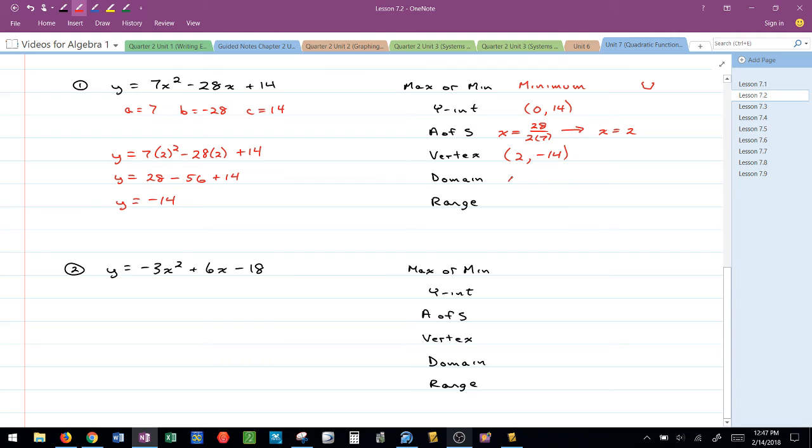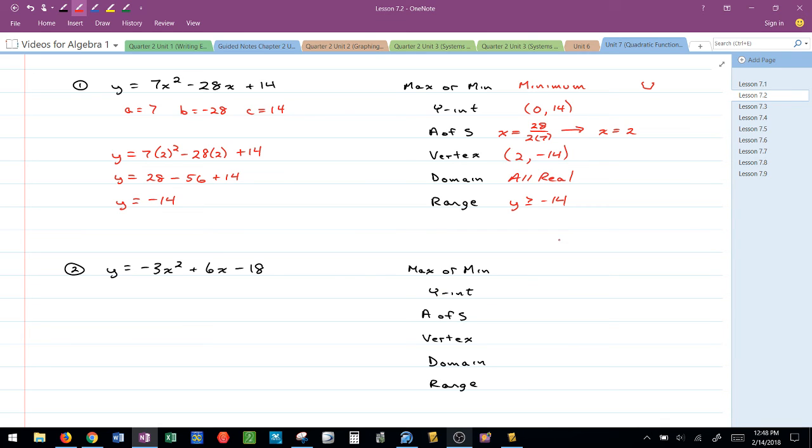Domain, always, all real. The range, I got to think about the a value and the y value of the vertex. Because it's a smile, I know its y's are greater than or equal to. And because the y value of the vertex is negative 14, then the range would be y is greater than or equal to negative 14.